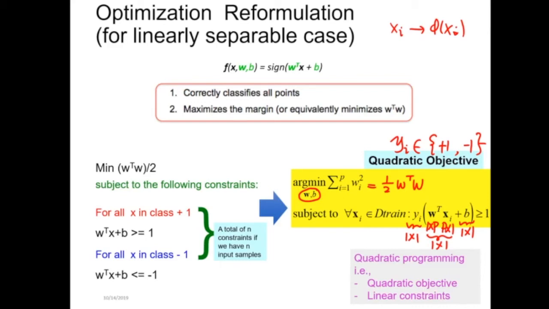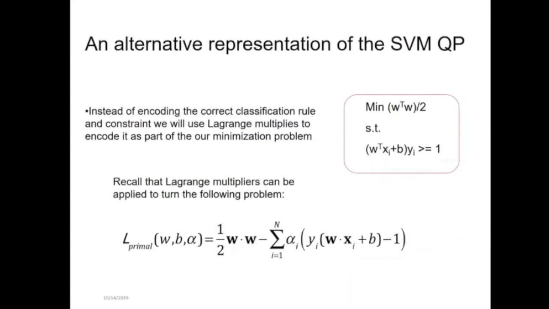This Lagrangian multiplier, if you learned about numerical optimization, is a very generic trick. I convert the constraint into part of the scoring function. So I convert my objective function into, again, 1/2 W transpose W, minus something with alpha_i. Alpha_i is the Lagrangian multiplier.